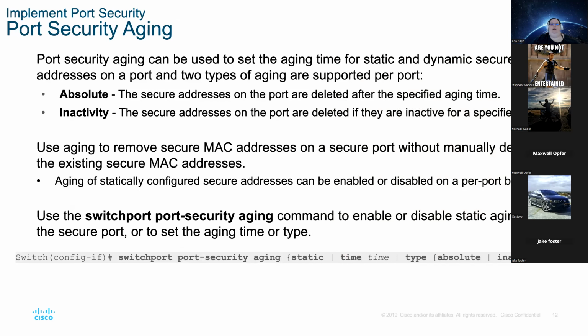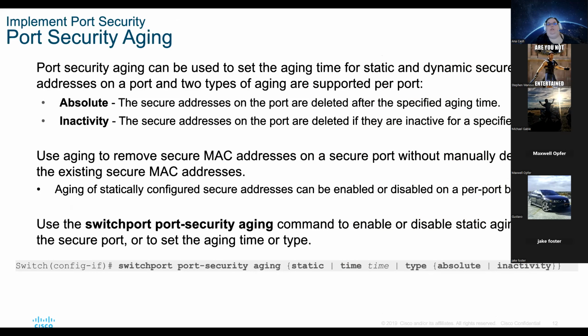Port security aging. Port security aging can be used to set the aging time for static and dynamic secure addresses on a port. And 2 types of aging are supported per port: absolute and inactivity. With absolute, the secure addresses on the port are deleted after the specified aging time. And with inactivity, the secure addresses on the port are deleted if they are inactive for a specific time.